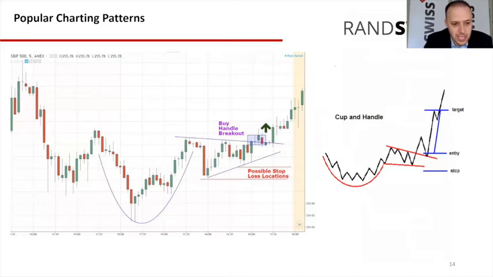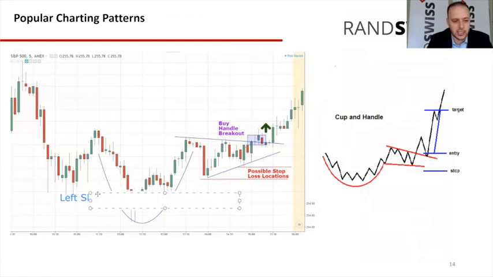Okay, next one is also a very, very popular pattern, and sometimes it becomes almost like a very lopsided head and shoulders pattern. It's a cup and handle. You can see this could also be a head and shoulders. It could be kind of a left shoulder here. It could be a left shoulder there as well.